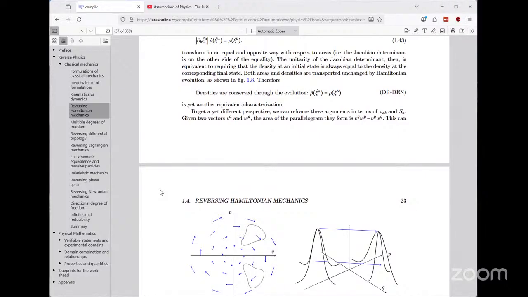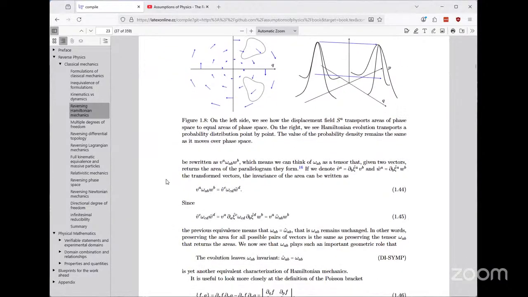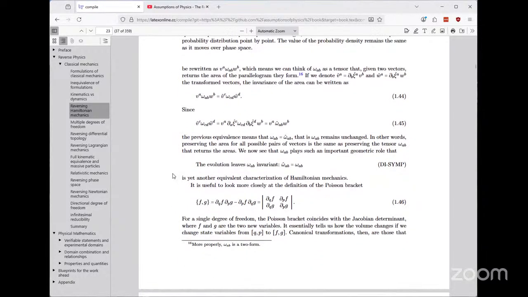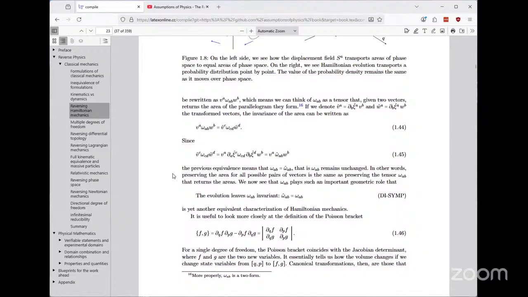To get a yet different perspective, we can reframe these arguments in terms of omega AB. Given two vectors VA and WA, the area of the parallelogram they form is V^Q W^P minus V^P W^Q. This can be rewritten as VA omega AB WB, which means we can think of omega AB as a tensor that, given two vectors, returns the area of the parallelogram they form. Footnote 16: more properly, omega AB is a two-form.